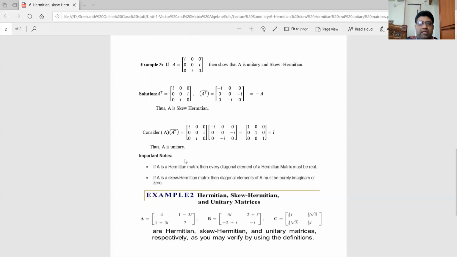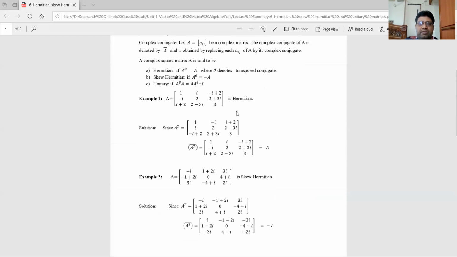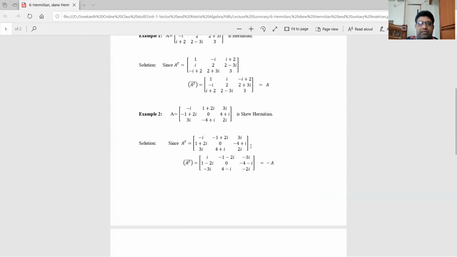And here are two important points, you can note them down. Whenever it is a Hermitian matrix, the leading diagonal or the principal diagonal of that matrix must be real. That means all the elements of the leading diagonal must be real. That you can see here. See here, it is a Hermitian matrix. If you look at the leading diagonal, the principal diagonal, they are real numbers only. They are clearly real numbers: 1, 2, 3.